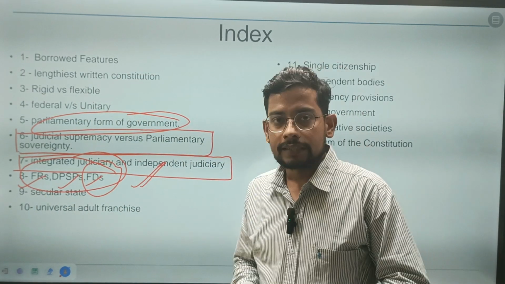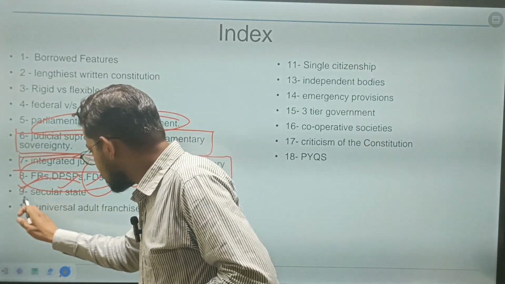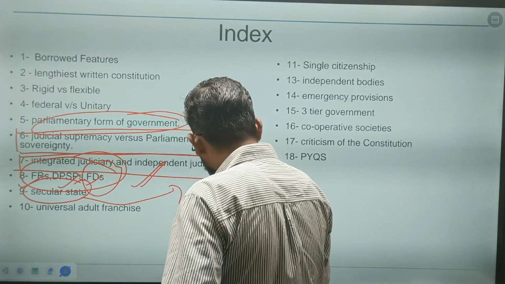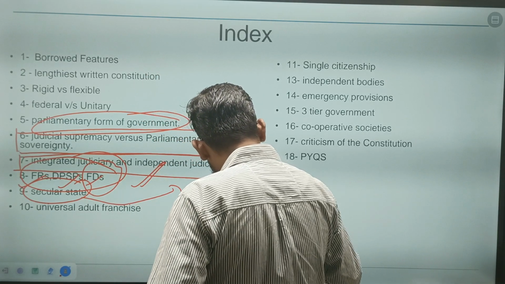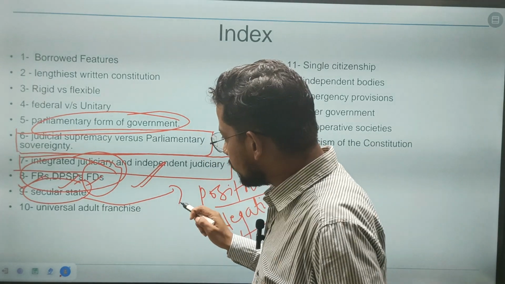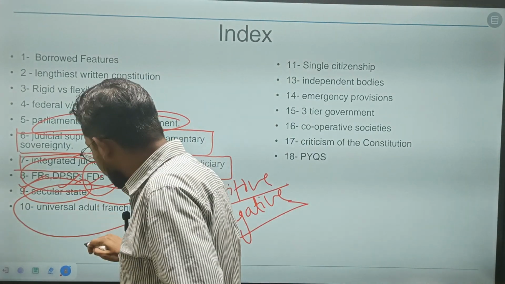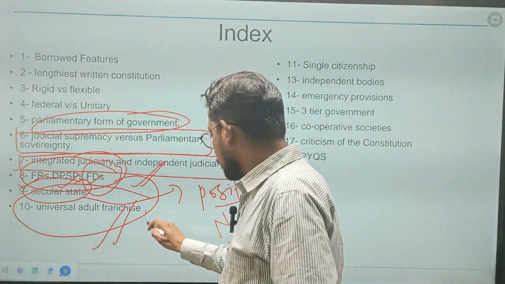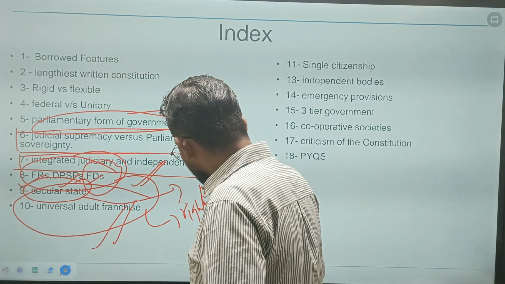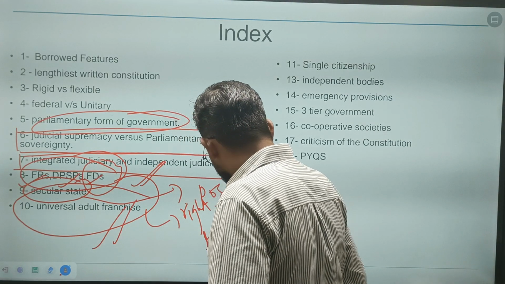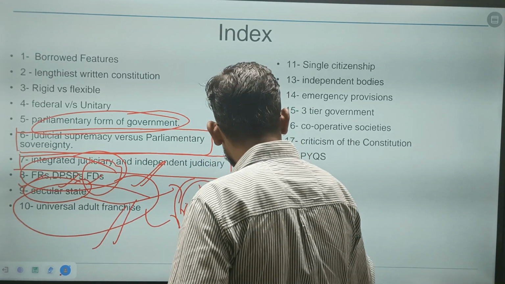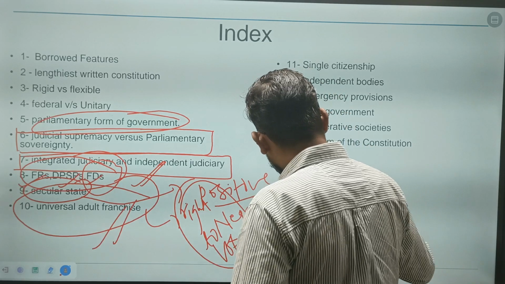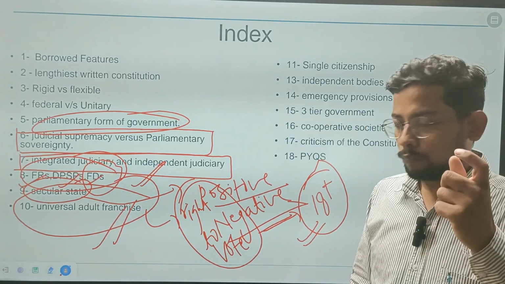Then we will study about secular state, which type of secularism India is following, whether it is positive secularism or this is a negative secularism. After that, Indian Constitution is also having a special feature of universal adult franchise, under which India provides right to vote to all citizens, irrespective of their religion, region, language, but they must be above 18. So those who are above 18 years, they are having a right to vote.